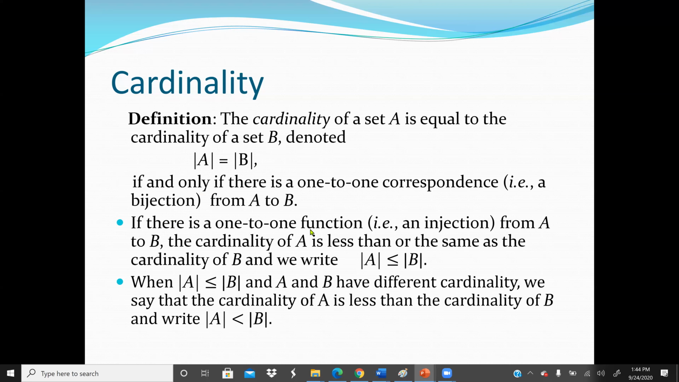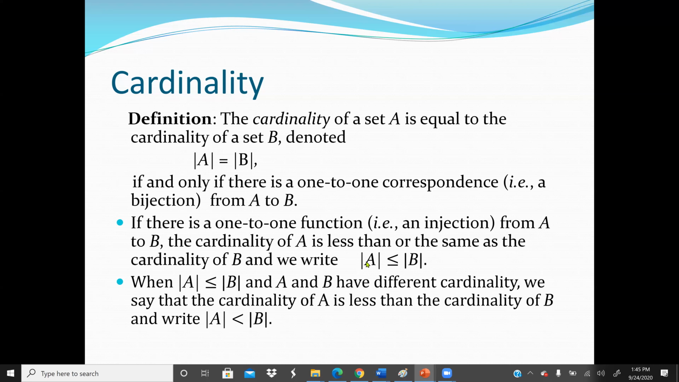Now here we say that if there is a one-to-one function, remember we said it's an injection, from A to B, then the cardinality of A is less than or the same as the cardinality of B, because it goes one direction from A to B. If we have one-to-one, it means everything in A can have a relationship with things in B. But maybe there will be something in B that has no relationship with A. So that's what we mean by the injection function. B has some items that didn't go with A, because maybe B is too much.